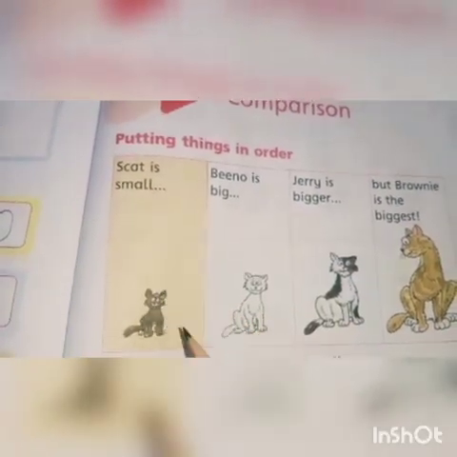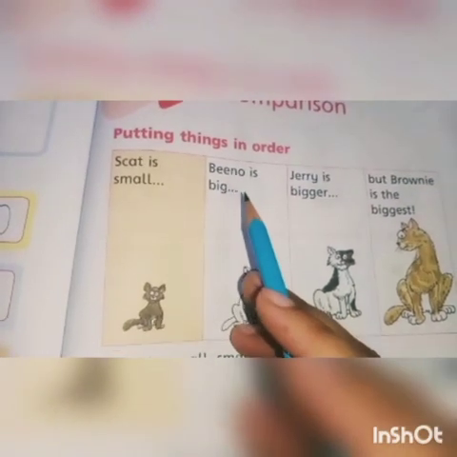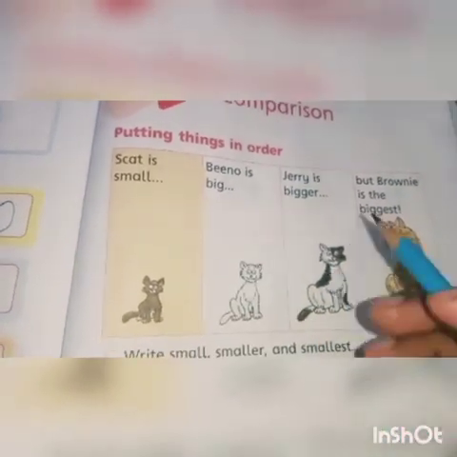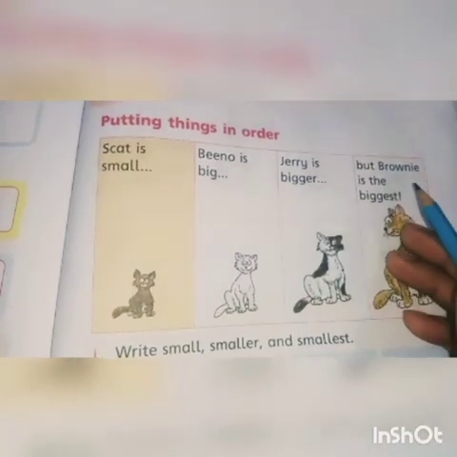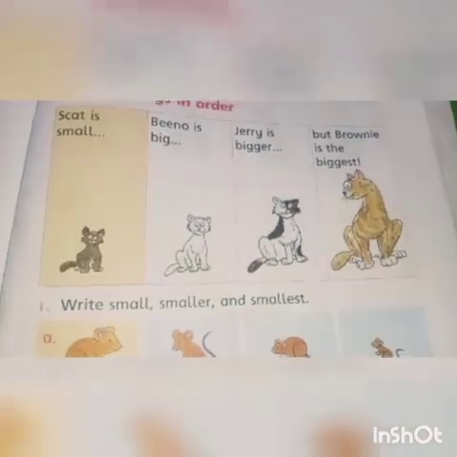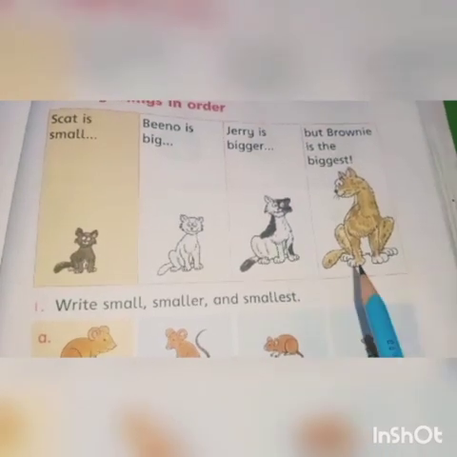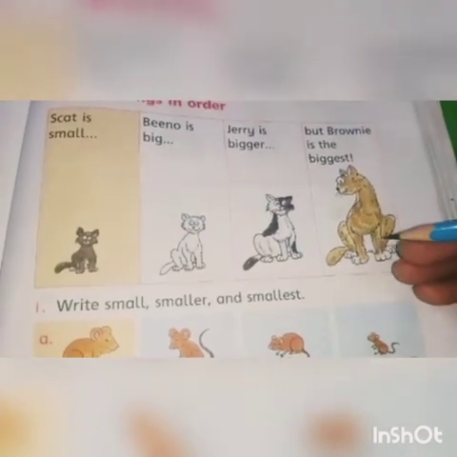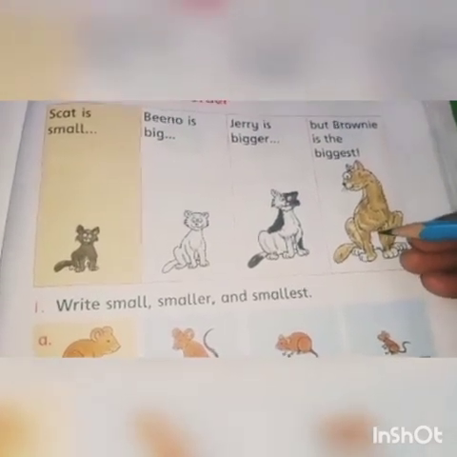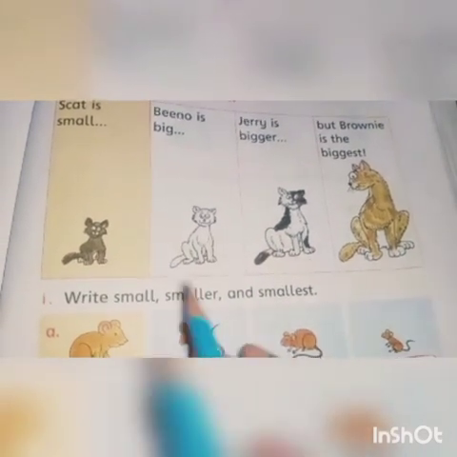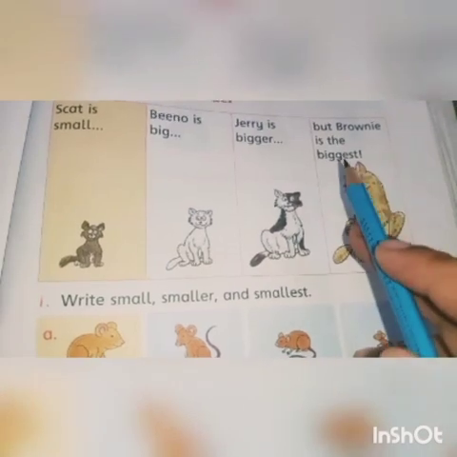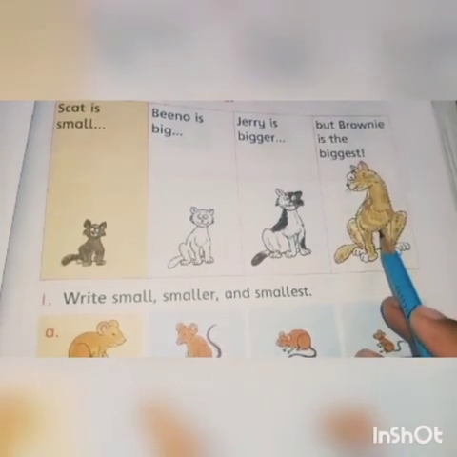Cat is small. Bino is big. Jerry is bigger. But Brownie is the biggest. Friends, here we have 4 cats. The name of this cat is Brownie. And this one cat is the biggest of all these cats. Brownie is the biggest cat.